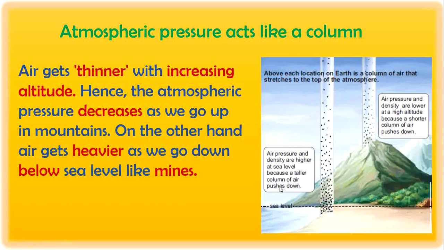So from this diagram we can understand that air gets thinner with increasing altitude, and atmospheric pressure decreases as we go up in mountains. While we climb up the mountains, the atmospheric pressure decreases. On the other hand, air gets heavier as we go down below sea level, like in mines.